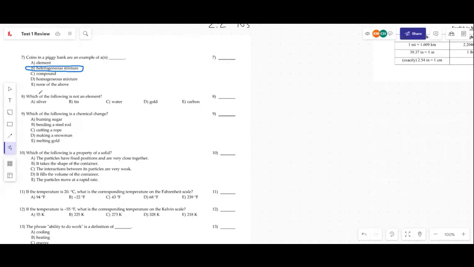Very good. Now it says, which of the following is not an element? Hello? Hello. Okay, it's working now. I'm so sorry to interrupt you. It's completely my bad. Yeah, no problem.